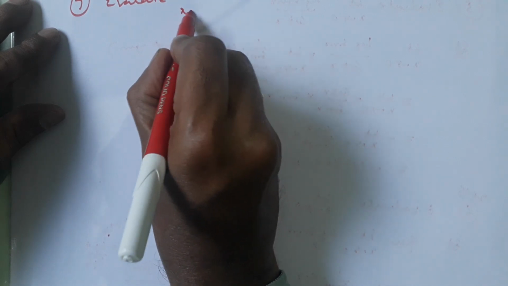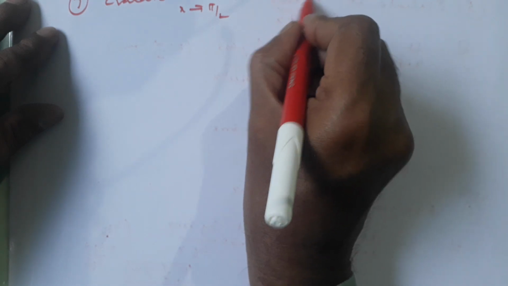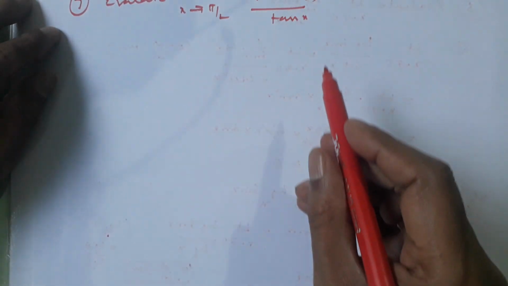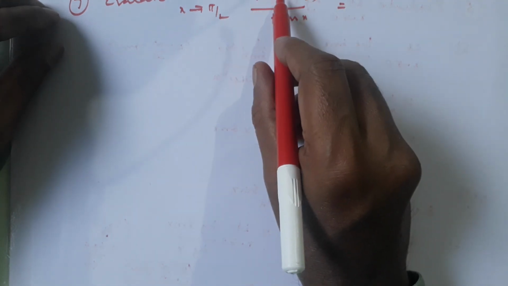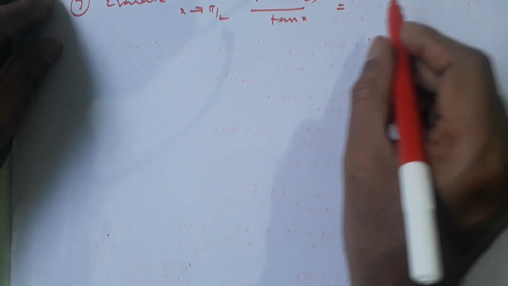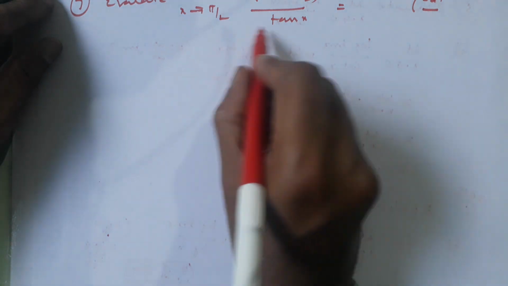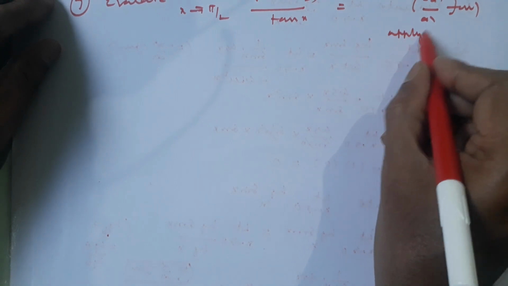Next, seventh problem. Evaluate limit x tends to pi by 2 of log of x minus pi by 2, whole divided by tan x. Suppose x is equal to pi by 2, it is log 0, which is minus infinity, divided by tan pi by 2, which is infinity. So this is of the infinity form, so apply L'Hospital.